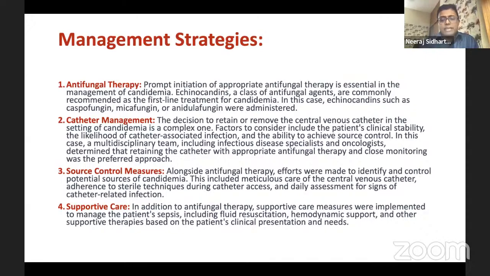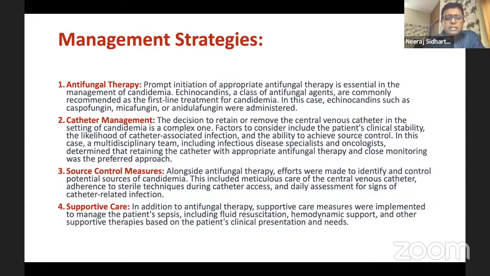And if you have a source of candidemia, it is important to address it. In one of our cases, we had a Candida endocarditis in a patient with leukemia undergoing induction therapy. Once the neutropenia had settled, in fact, we had to do a surgical excision of the vegetation. So in Candida endocarditis, that is the source control measure. So appropriate source control measure is very important in candidemia. In the case that I'm mentioning, there was no endocarditis, so we just treated with the echinocandins.